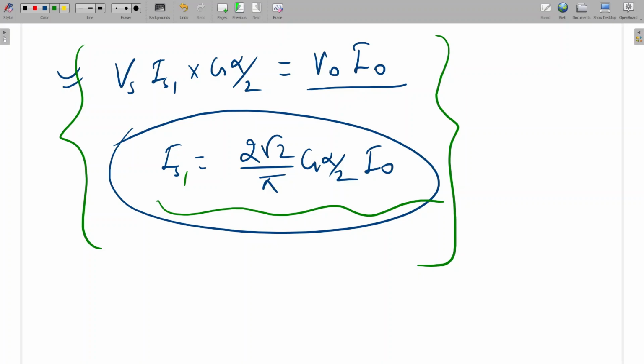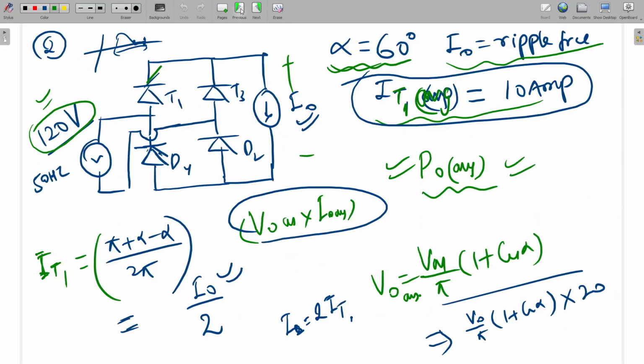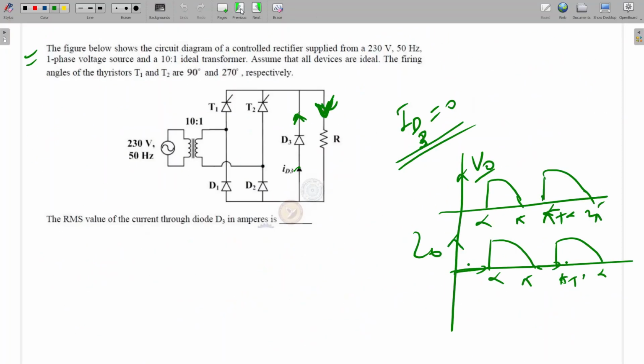Yes, you can ask. In that transformer question, sir? Okay, yes, you can ask. One second, I'm going to that question. This one, you can ask. Sir, let me assume that there's a ripple free current. How do we have to solve that question? This is a ripple free current. Yes, sir, I naught is ripple free.